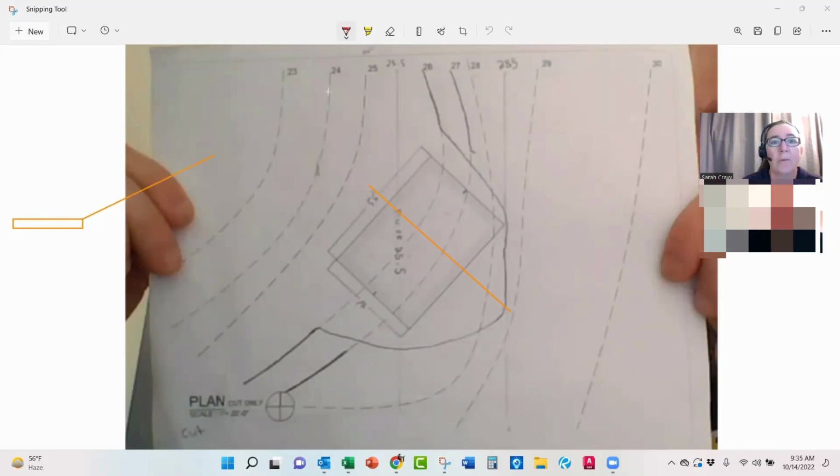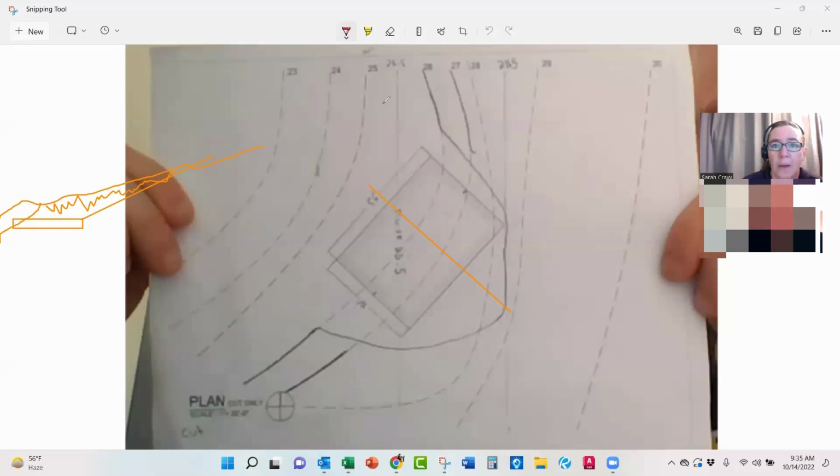Right now, the slope is coming past our flat pad, and we're cutting. Actually, it's coming like this. We want to cut all of this portion away. Cut, cut, cut at a slope of 1 to 3 until we meet up with the existing grade. That's our goal.